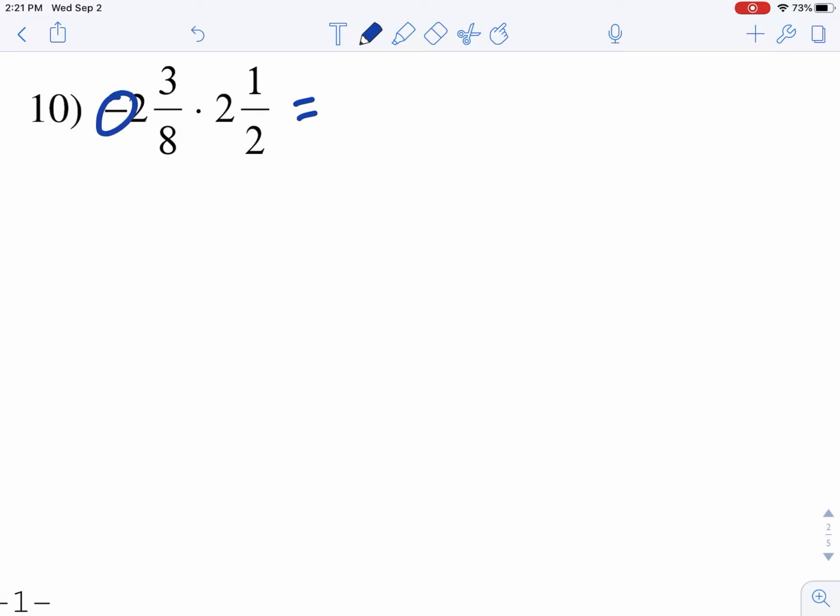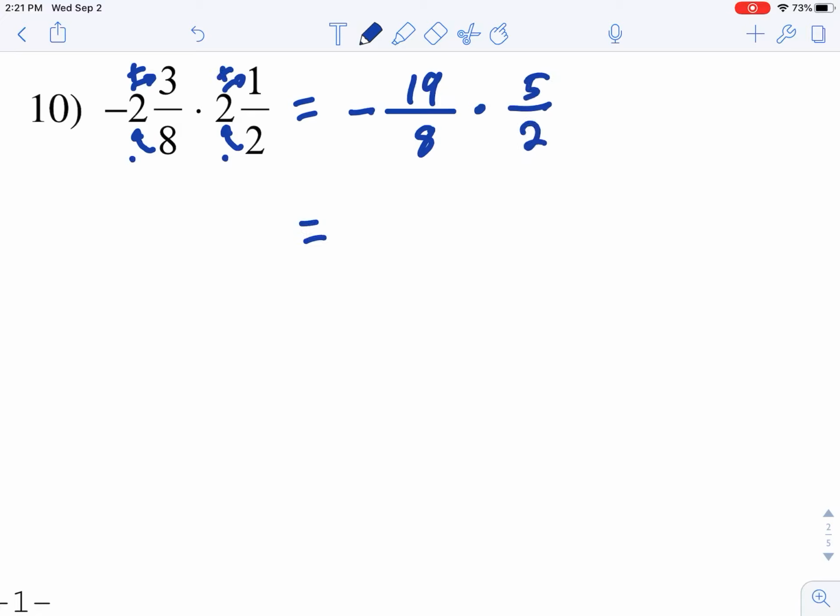So again, we have a negative fraction times another fraction. I need to make these into improper, so 8 times 2 is 16. 16 plus 3 is 19/8. 2 times 2 is 4. 4 plus 1 is 5. 5/2. And so if I multiply here, a negative times a positive equals a negative. 5 times 19, well, 5 times 20 is 100, so 5 times 19 must be 95. 8 times 2 is 16.